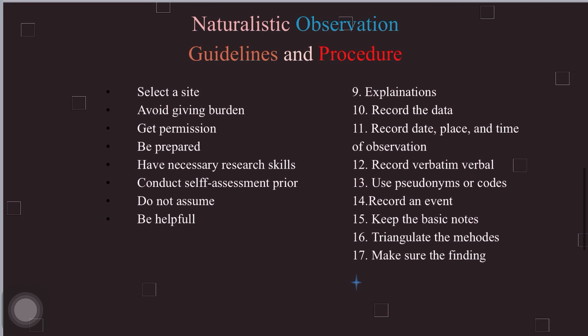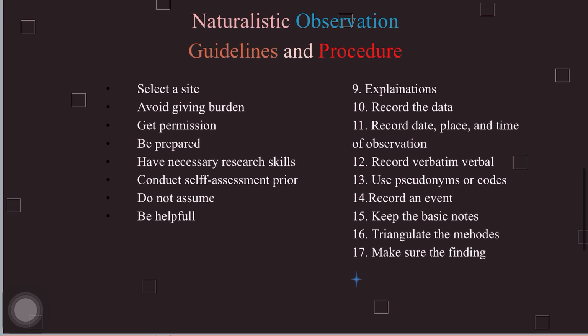After that, the guideline and procedure of naturalistic observation. First is select a site. This means we should make sure that the site has not been overstudied by other researchers. After that, avoid giving a burden to the population in the site.